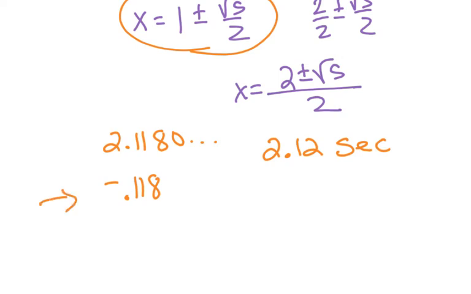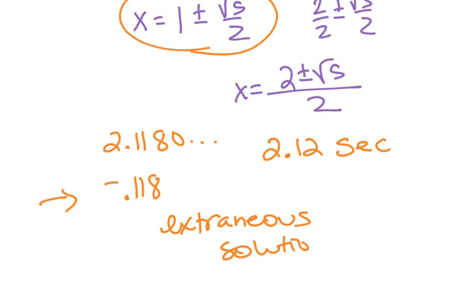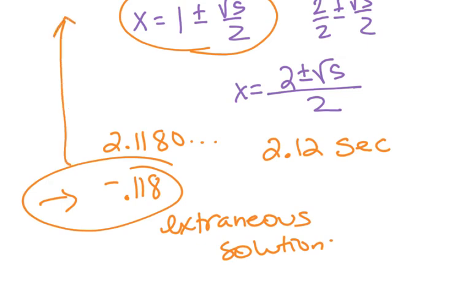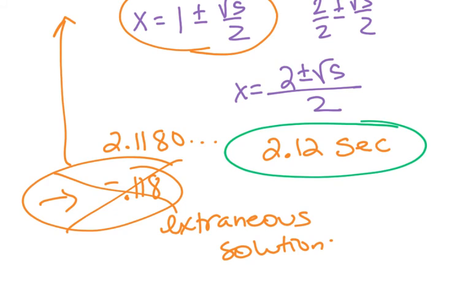This is another encounter with what's called an extraneous solution. Okay, so we talked about that a little bit before, but extraneous solutions are solutions that algebraically work. So this would solve the equation, but because of the type of problem, it doesn't make any sense. So it actually is not a solution to this problem. So the only answer to this question is actually 2.12 seconds.